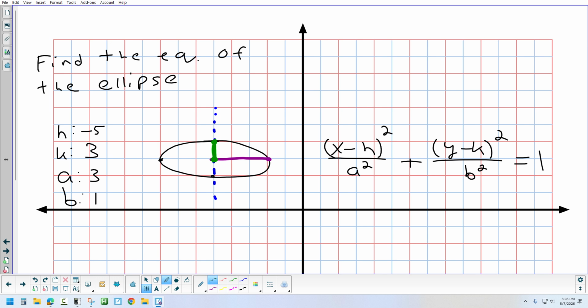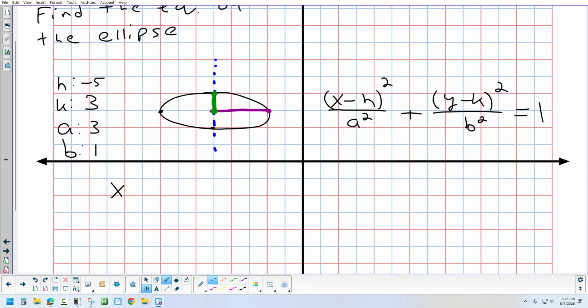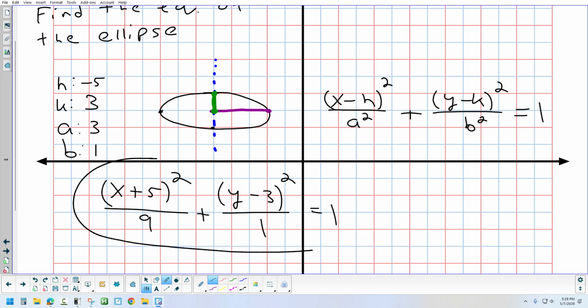Okay, so now fill in all that information, and that will be your equation. So we're going to have x, it's going to become a +5 because it's minus minus. We're going to end up with a squared, which is 9. We're going to have y minus k, which is 3, squared, over b squared, which will be 1, equals 1. So that would be the equation of your ellipse.